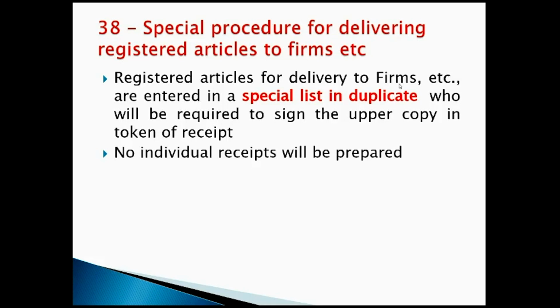So I repeat, whenever multiple registered articles are to be delivered for the same firm or same institution or even the same addressee, they will be entered in a special list, in duplicate, actually triplicate. One will be the office copy and the two will be given to the delivery agent. So the postman or delivery agent will take 2 copies. The addressee is required to sign the upper copy as a token of receiving, and the lower copy along with the articles will be delivered. No individual receipts will be prepared in this kind of case.